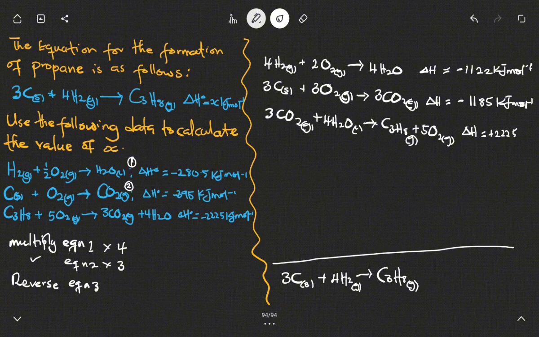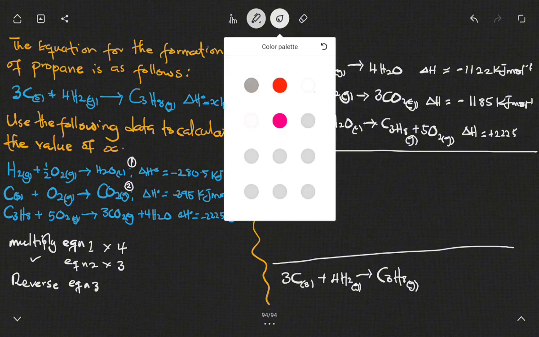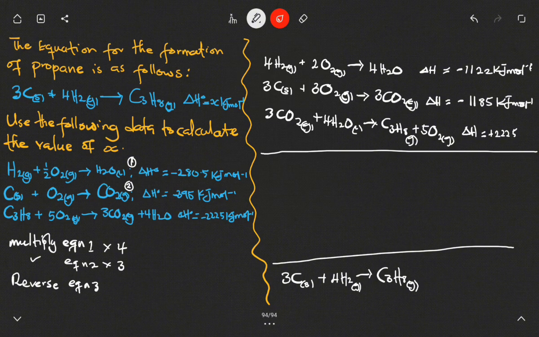Alright, so this is the outcome of our manipulations. Remember, we can manipulate the data to get the enthalpy change of what we are trying to work out. Now what is going to happen is that we need to cancel out to be able to get our equation. So what we are interested in is 3 moles of carbon and 4 moles of hydrogen gas, giving us propane, C3H8. So we look out for the like terms and then we cancel them out.